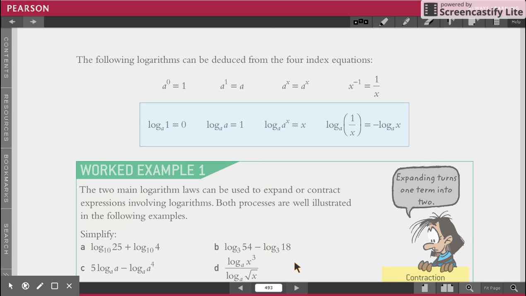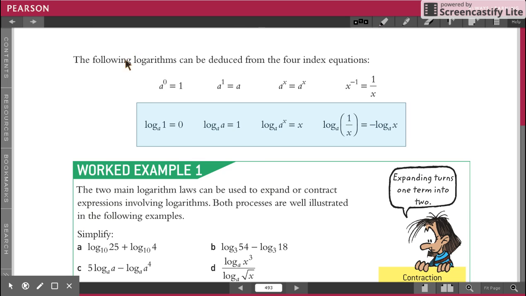Over the page, just bear with me, we've got some more logarithms and they can be proved, though I'm not going to do that for you now. What I'm going to explain to you is actually how we already know these. So if you consider this one here, we have log a of 1, we've got to find some value that when we raise a to the power of this value, we get 1. So we should know that anything to the power of 0 gives us 1.